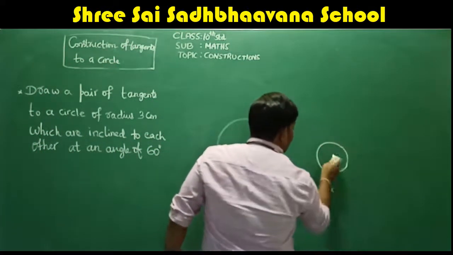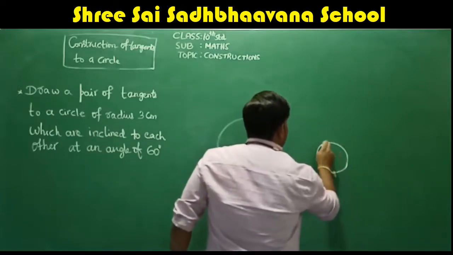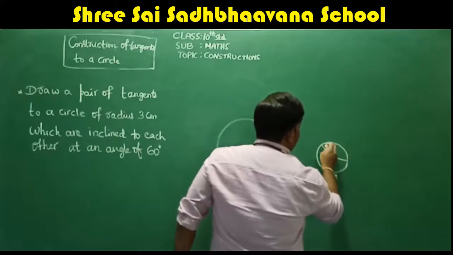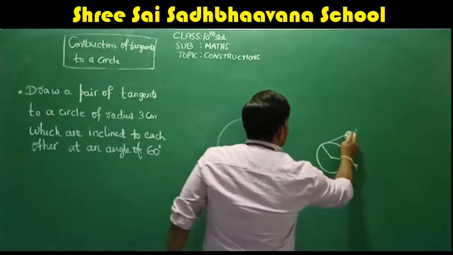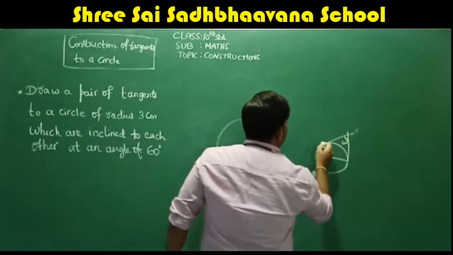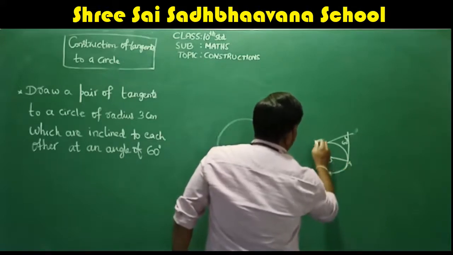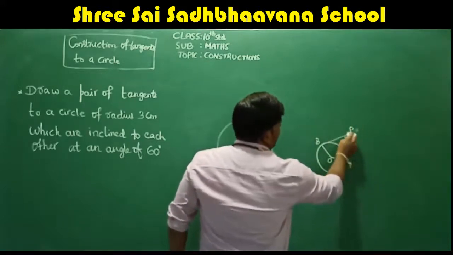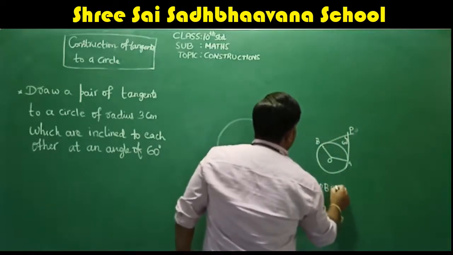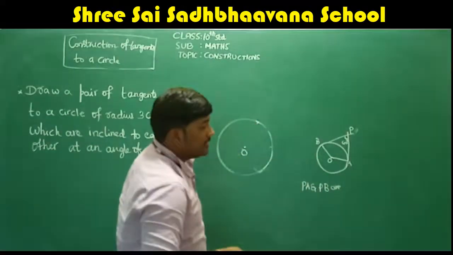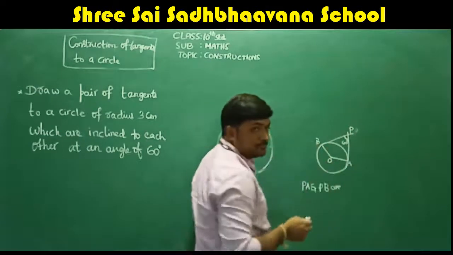Look at this. This is a rough diagram. They are asking you to draw tangents in such a way that this angle, we know, right? O and A, B, P. So PA and PB are considered as tangents. PA and PB, what we call tangents. We should construct them in such a way that the angle between PA and PB should be 60 degrees.